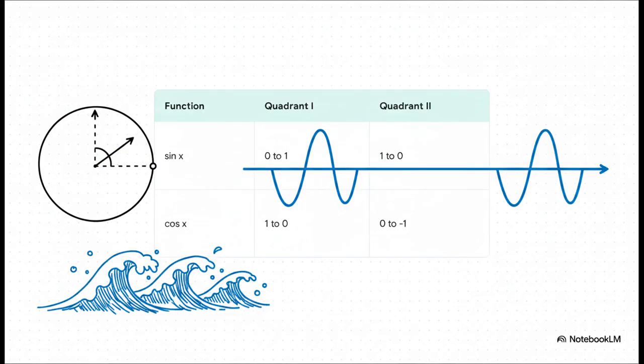But we aren't just memorizing static signs here. We're reading dynamic patterns. Think about how sine behaves. As the angle opens up in the first quadrant, that y-coordinate rises from 0 all the way to its peak of 1. Then in the second quadrant, it falls back down from 1 to 0. It breathes. It rises and falls continuously, exactly like those rolling ocean tides we mentioned earlier.